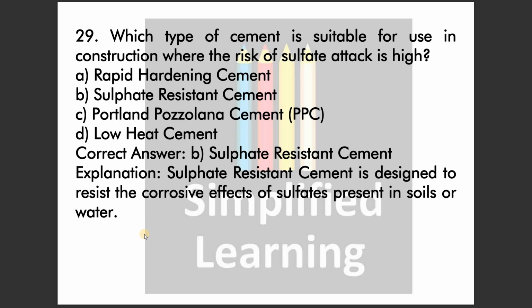Then which type of cement is suitable for use in construction where the risk of sulfate attack is high? Obviously, when we are saying that the risk of sulfate attack is high, the risk of chemical attack is high, the risk of salinity attack is high, we are obviously going with sulfate resistant cement.